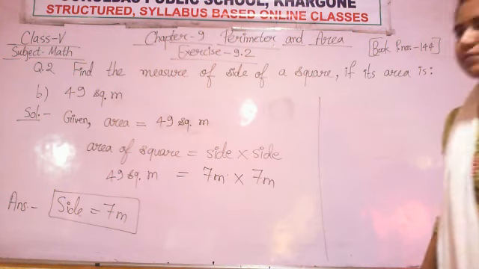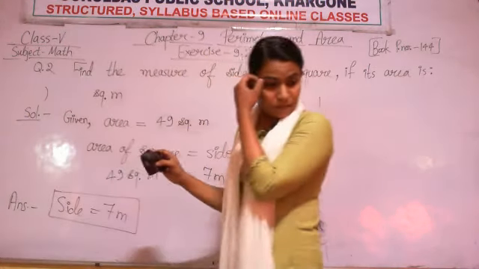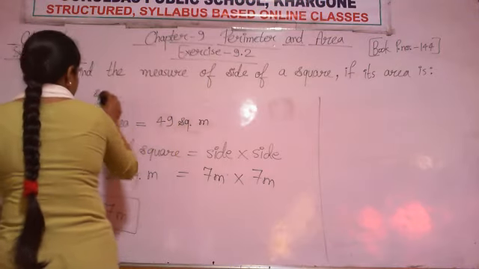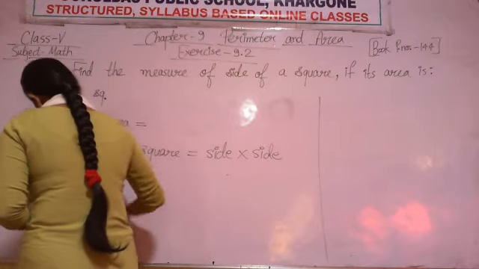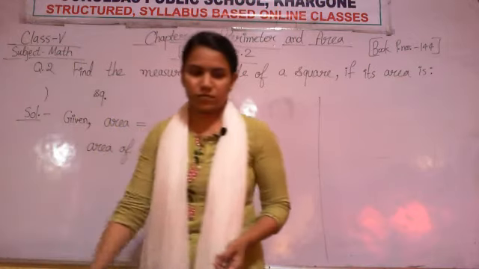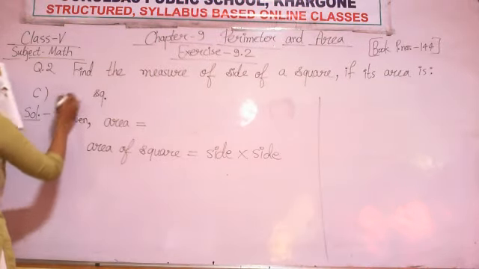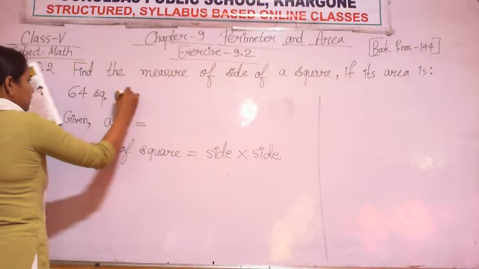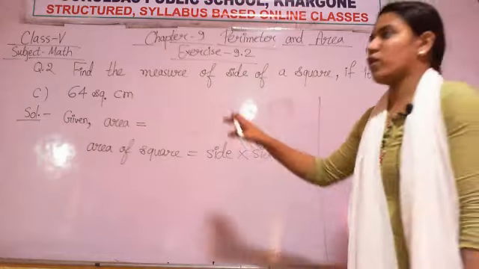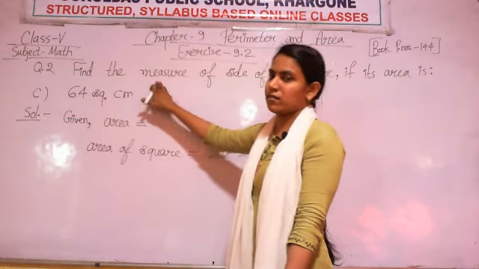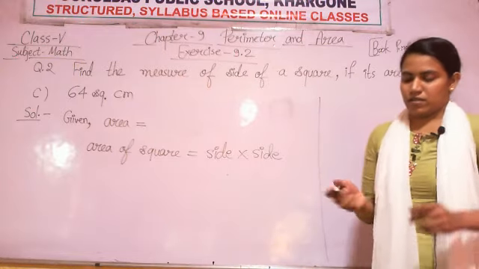Now part C. In part C, the given area is 64 square centimeter, right? What is our task here? Our task here is to find the length of the side. Okay, and the area is given.